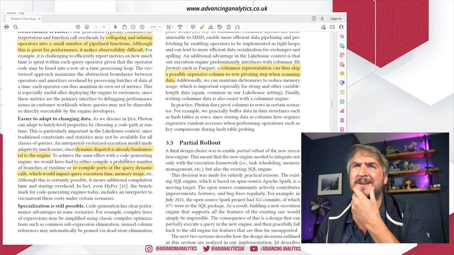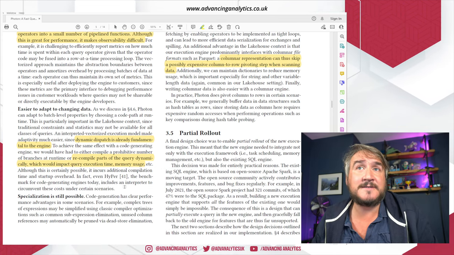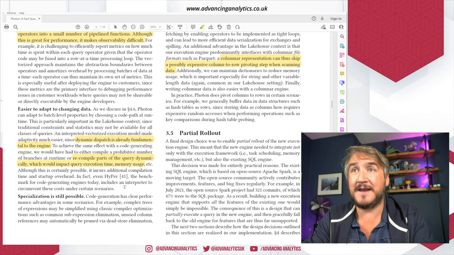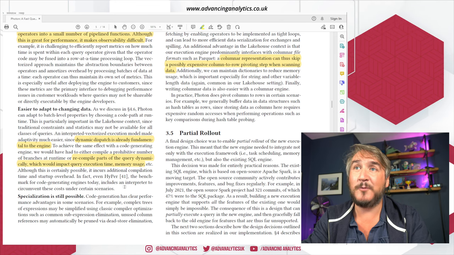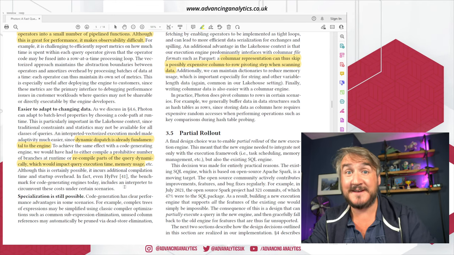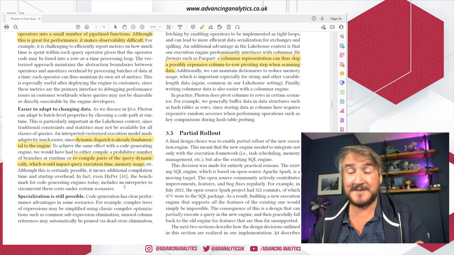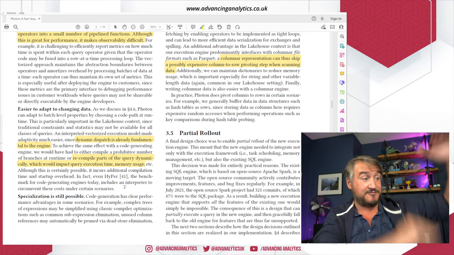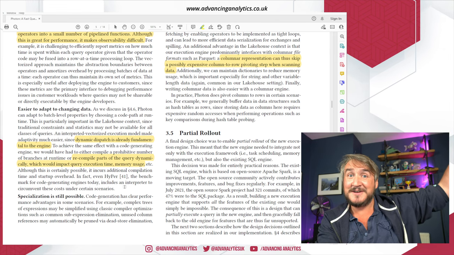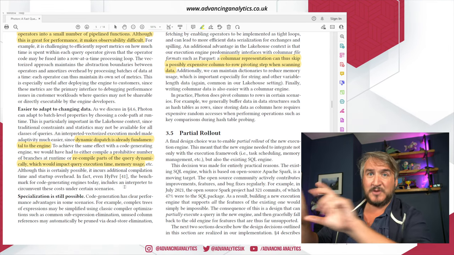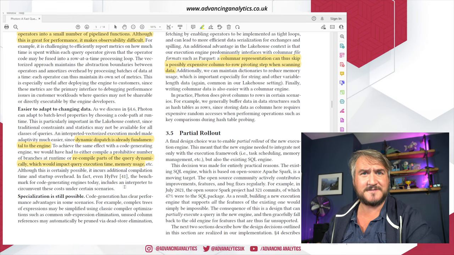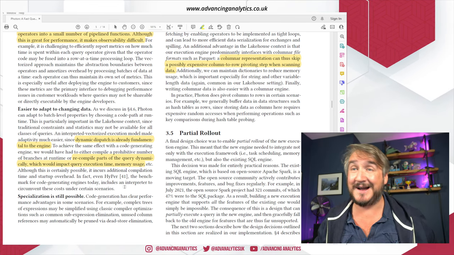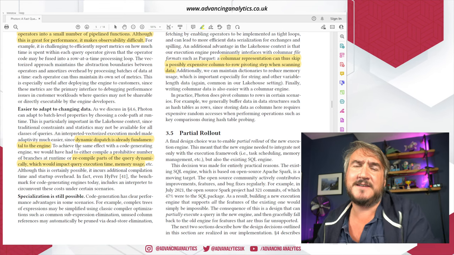Okay, so other bits and pieces. Easier to adapt to changing data. Now, again, we mentioned that in terms of that AQE side of things. If we have a particular vector that brings back certain data, we look at that and go, oh, that's a different shape. Because we haven't pre-generated a whole load of code, we can go, well, actually, let's call that thing first and then call those other functions afterwards, rather than just sticking bluntly through my giant pile of code, which makes sense.